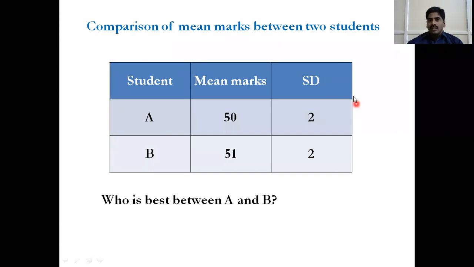Next. Here I am again opening the chart. Please tell me. These are the descriptive statistics. Student A has mean marks 50 with a standard deviation of 2, and student B has mean marks 51 with a standard deviation of 2. The deviation is the same, and the mean marks are A 50, B 51. Please tell me who is better between A and B.